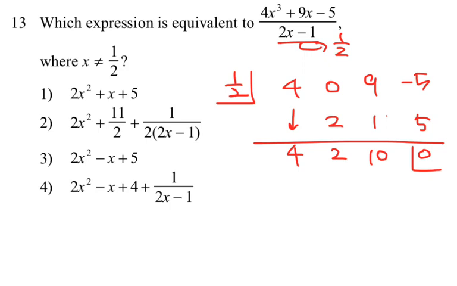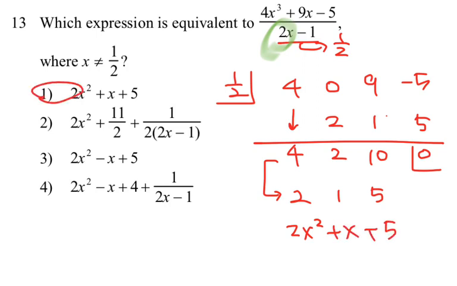Now, since we used 1/2, when you divide synthetically in this manner, you always have to divide by the coefficient of x, which is 2. So our final quotient is not 4, 2, 10, but it's going to be 2, 1, 5, resulting in 2x squared plus x plus 5. Choice 1 becomes the answer.